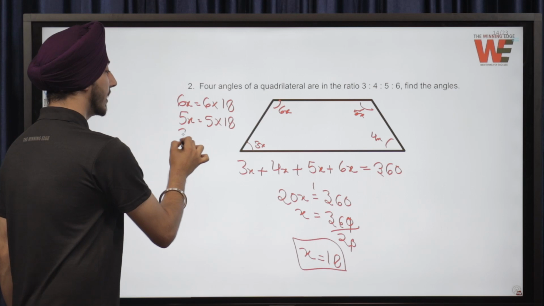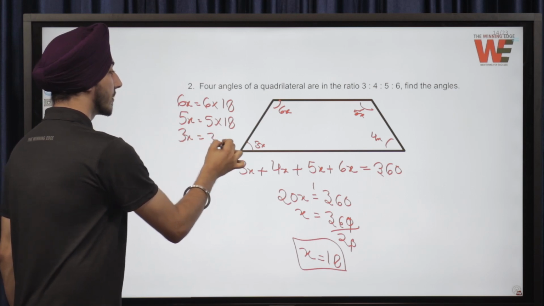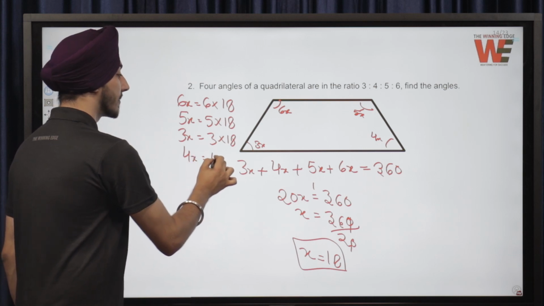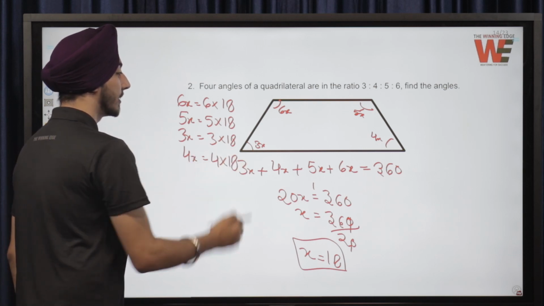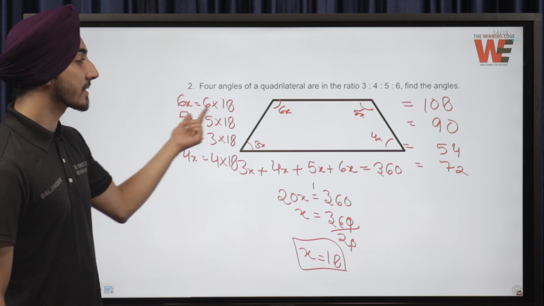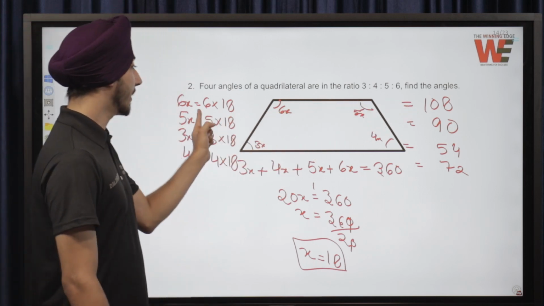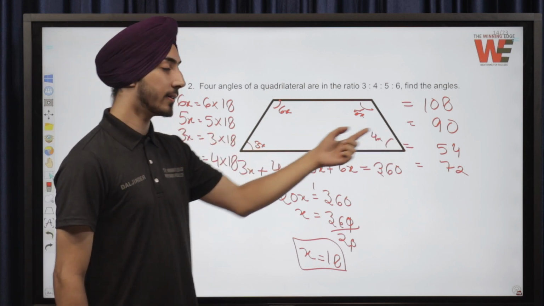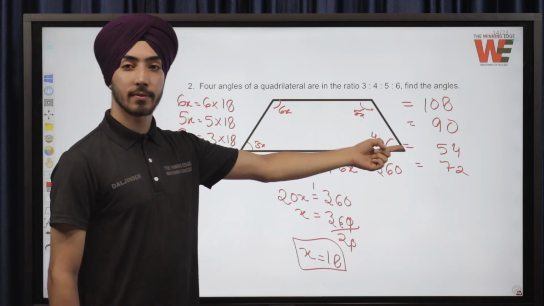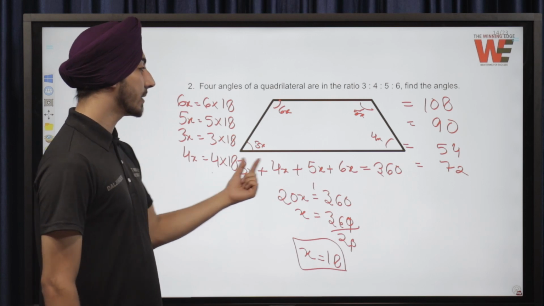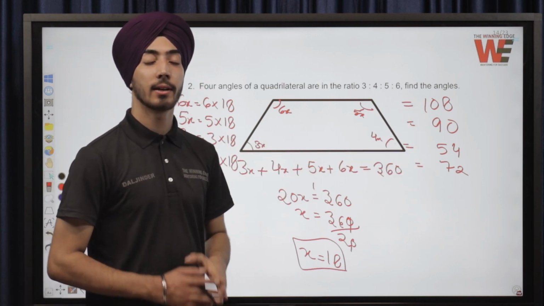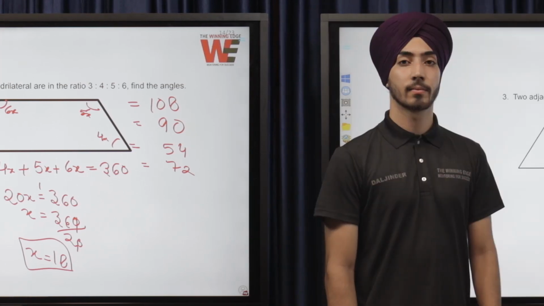The next one is 3x, which means 3 into 18. And the last one is 4x, which is 4 into 18. So 6x becomes equal to 108 as 6 18s is 108. Similarly, 5 18s becomes 90, right? Then 3 into 18 gives us 54 and 4 into 18 gives us 72. So these are the 4 angles of a quadrilateral. Now let's move on to the next question.